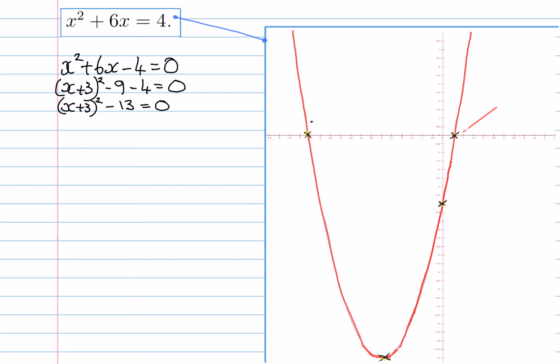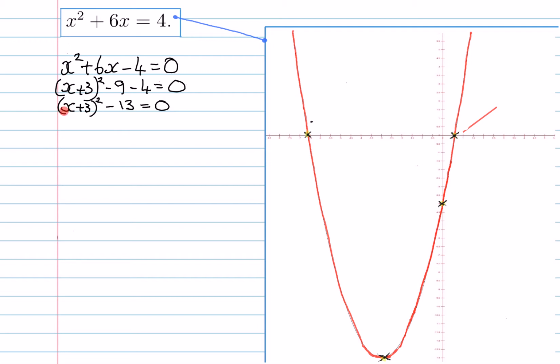And the reason why that is, well, if we look at this bracket here, the smallest value that this could possibly be is 0. When you're squaring something, it must give you a positive answer. When you're squaring a real number, it must give you a positive value as low as 0. So the minimum value of this could be 0. We're taking away 13, so the overall minimum value for this equation is going to be minus 13.